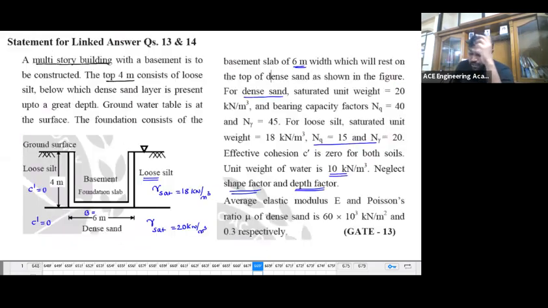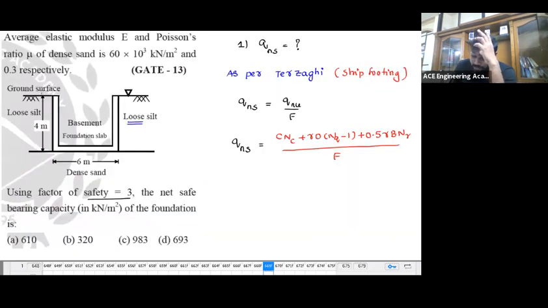Listen to me. The entire soil is under submergence. When the entire soil is under submergence, then I have to write gamma dash. Above, the soil is silt, so gamma dash of silt, and below, this is nothing but sand. Up to this, I hope you understood.